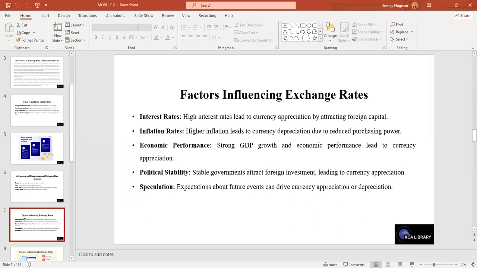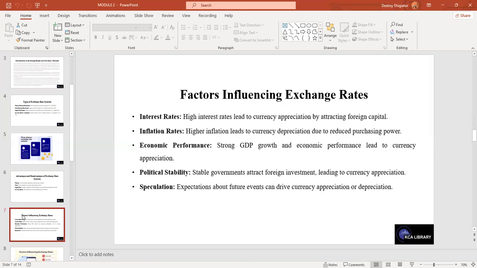Let's look at some of the factors influencing exchange rates. We have number one, interest rates. High interest rates lead to currency appreciation by attracting foreign capital. Secondly, we have inflation. Higher inflation leads to a currency depreciation due to reduced purchasing power. We have economic performance. Strong GDP growth and economic performance lead to currency appreciation.